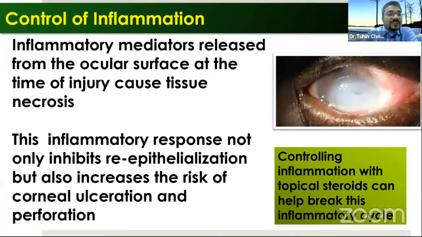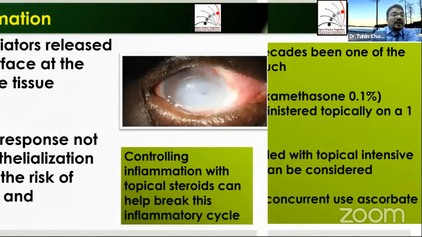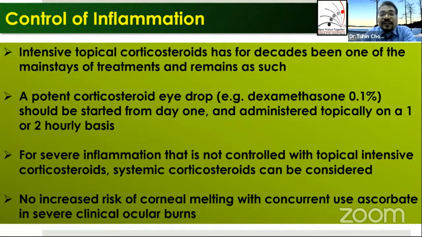So we have to control the inflammation, because inflammatory mediators released from the ocular surface at the time of injury cause tissue necrosis. This inflammatory response not only inhibits the epithelialization but also increases the risk of corneal ulceration and perforation. So controlling inflammation with topical steroids can help to break this inflammatory cycle. Intensive topical corticosteroids have for decades been one of the mainstays of treatment, and it remains as such. A potent corticosteroid eye drop such as dexamethasone 0.1% should be started from day 1 and administered topically on a 1 to 2 hourly basis, not 3 or 4 times like that.